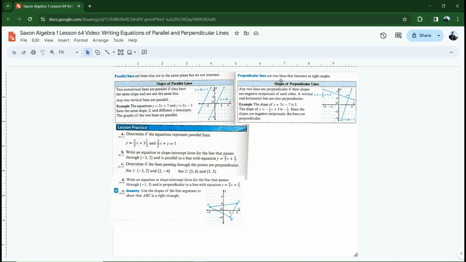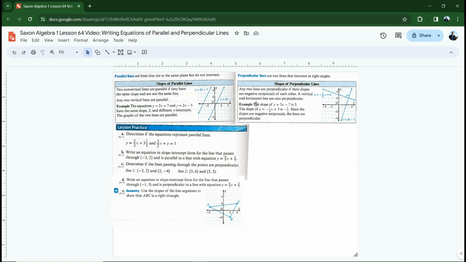Perpendicular lines similarly have slopes that we can determine are perpendicular. But now this is tricky. There's two things you have to remember here, and I have even students in Algebra 2 and geometry who sometimes forget to do both of these things, all right? Any two lines are perpendicular if their slopes are negative, that's the first thing. Reciprocals, that's the second thing. They have to be negative reciprocals of each other. A vertical and a horizontal line are also perpendicular to each other.